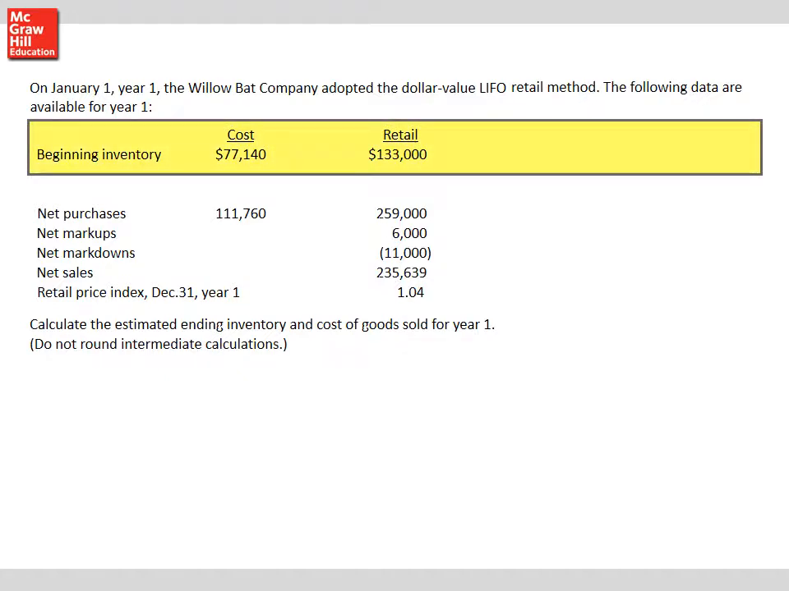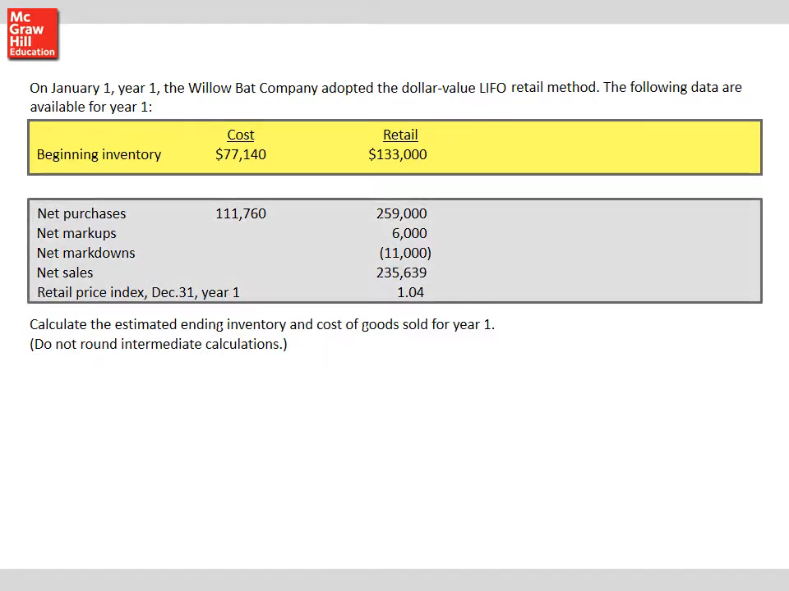First of all, beginning inventory is at 100%. 77,140 is the cost. Retail is 133,000. The next area is your purchases, markups, markdowns, net sales, and then the retail price index. So base year at cost over base year at retail, 58%. Year one at cost, 111,760. Year one at retail.